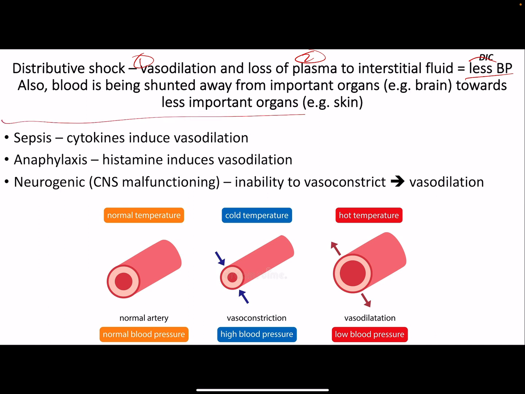So what can cause these three things to occur? Sepsis, so a bacterial or maybe viral, usually bacterial infection, is going to cause cytokines. They're going to induce vasodilation and redistribute where blood should be. Anaphylaxis, so an allergic response. Histamine induces vasodilation, so same general idea. And the neurogenic shock, your central nervous system is not functioning, and your central nervous system is necessary to vasoconstrict. And if you can't vasoconstrict, you know what happens? By default, you vasodilate.